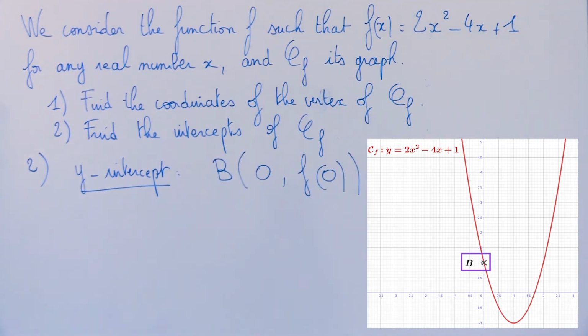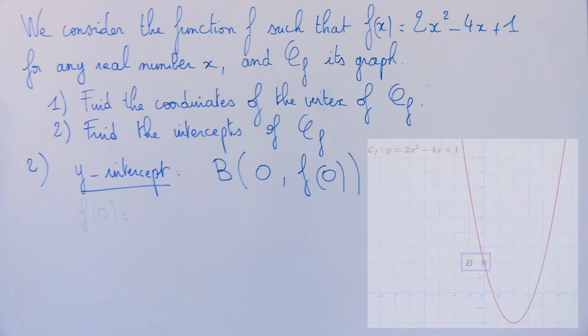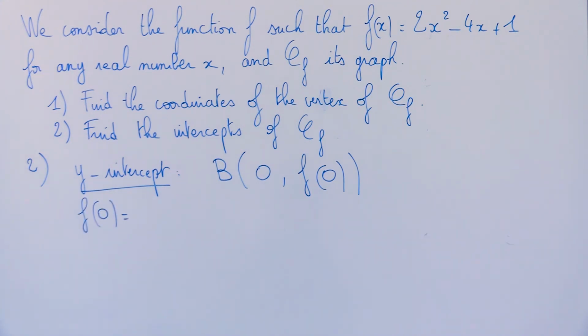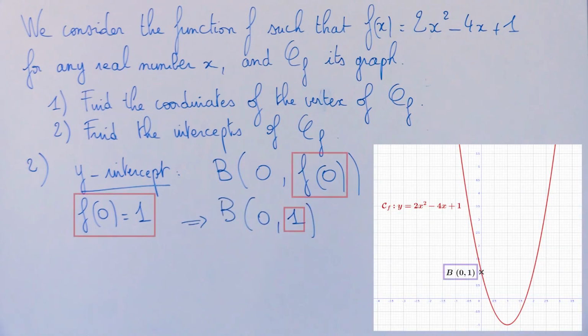So we know that the abscissa of B is equal to 0, and its ordinate is the image of 0 under f. So let's calculate f of 0. It will be quickly done, and you obtain f of 0 equals 1. The y-intercept B will have the coordinates 0, 1.